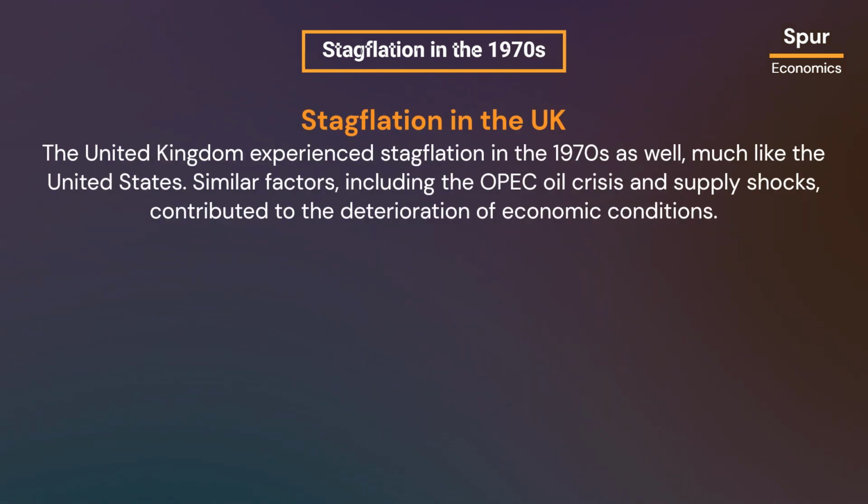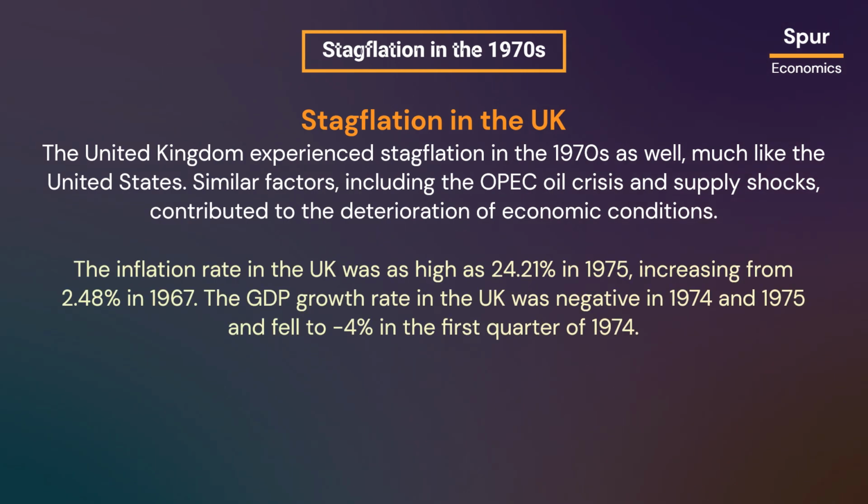The United Kingdom experienced stagflation in the 1970s as well, much like the United States. Similar factors, including the OPEC oil crisis and supply shocks, contributed to the deterioration of economic conditions. The inflation rate in the UK was as high as 24.21% in 1975, increasing from 2.48% in 1967.